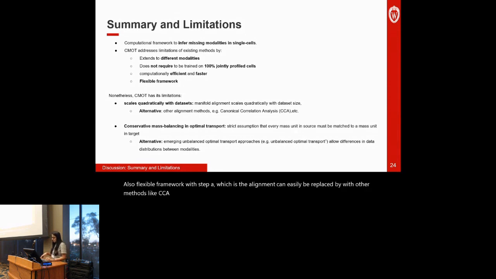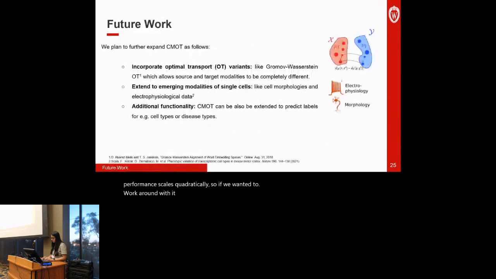However, there are a couple of limitations. Some of them are that the performance scales quadratically with the data sets. This is because manifold alignment performance scales quadratically. So if we wanted to work around that, we could use other alignment methods.